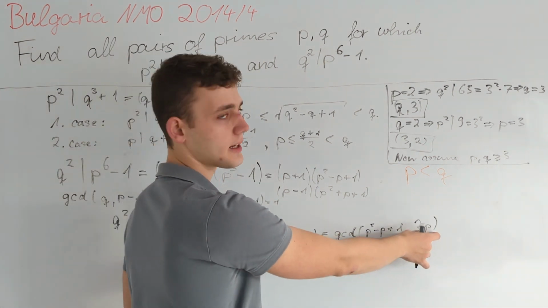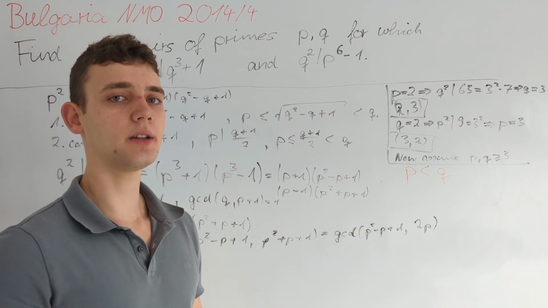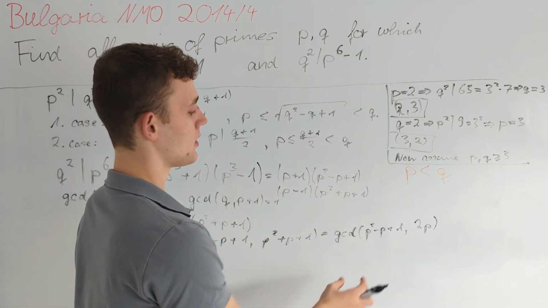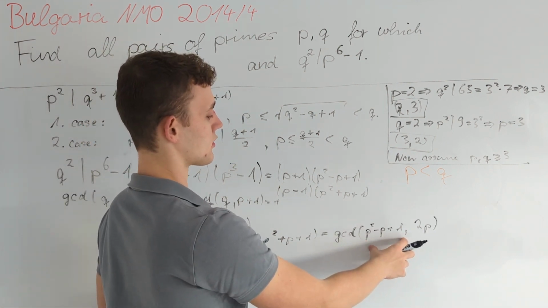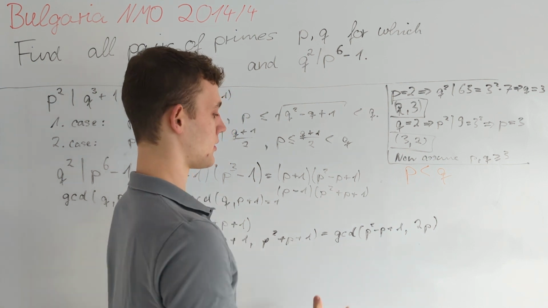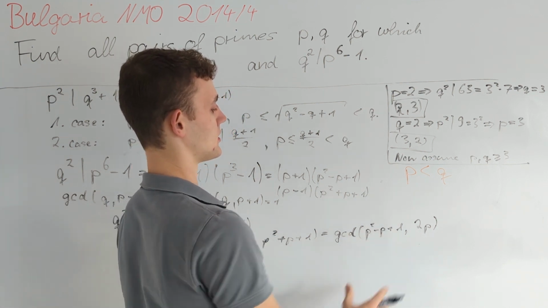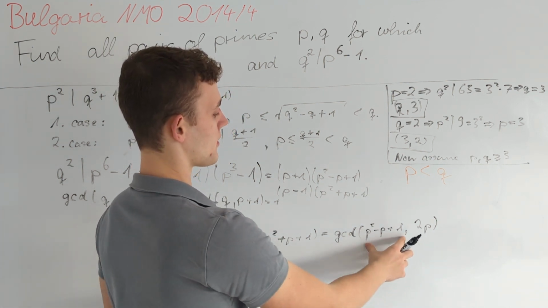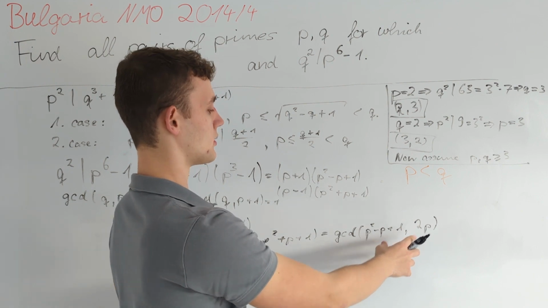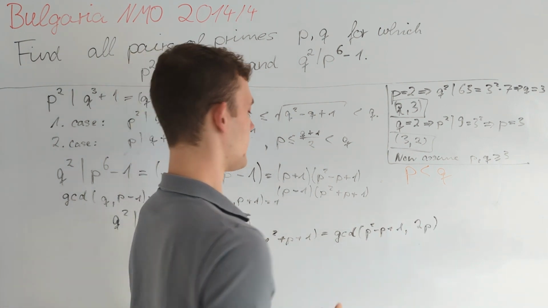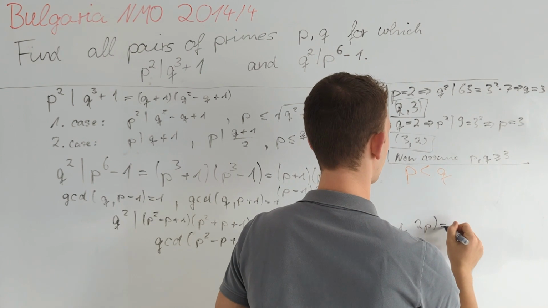Clearly, 2p has exactly two prime divisors, namely 2 and p. Now, p squared minus p plus 1 is congruent to 1 mod 2, so this GCD is not divisible by 2. Furthermore, this is congruent to 1 mod p, so p also does not divide this. Therefore, all of this equals 1.